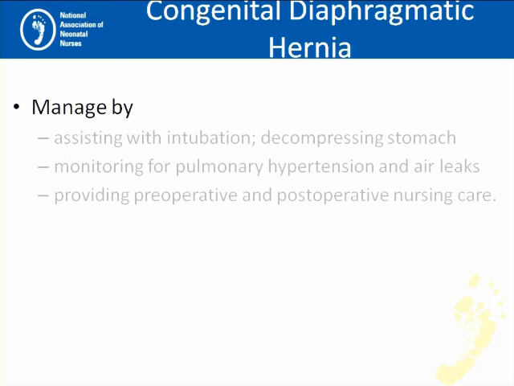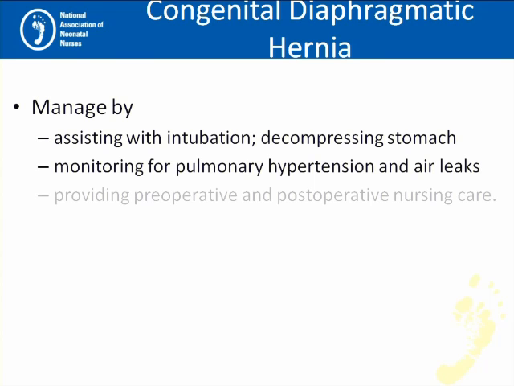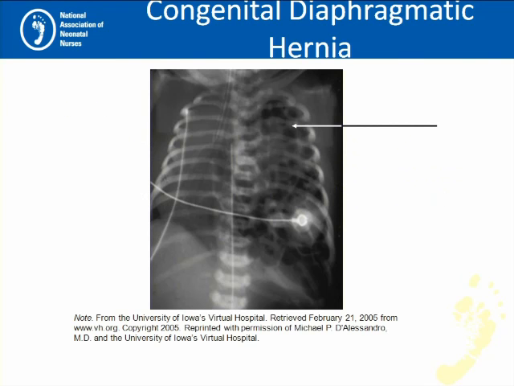We manage this by diagnosing congenital diaphragmatic hernia prenatally, assisting with intubation and avoiding bag and mask ventilation, monitoring for pulmonary hypertension and air leaks, providing gastric decompression with a sump tube, providing blood pressure support, and providing preoperative and postoperative nursing care. Most, about 85 to 90% of diaphragmatic hernias occur on the left. Note the bowel in the chest area.